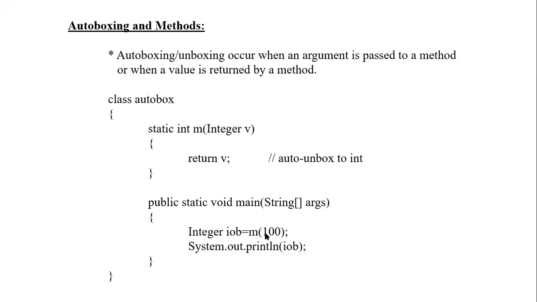Nowhere are we explicitly saying to perform these things, but the JVM is performing all of these implicitly, right? You are directly passing 100, right? There you are writing Integer v. The JVM is implicitly converting this particular 100 to an object of Integer v. That means automatically it performs a boxing. In the other case also, you are writing v, but the return type is int. It is performing auto unboxing automatically, right?